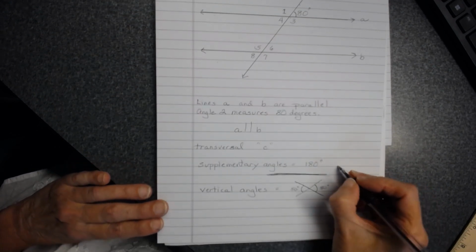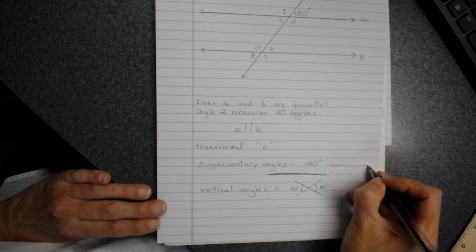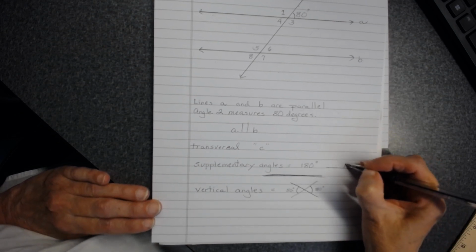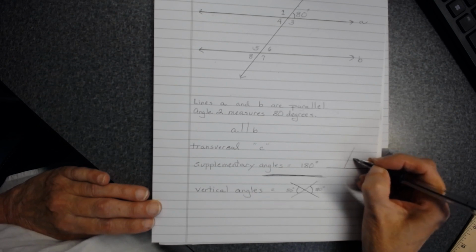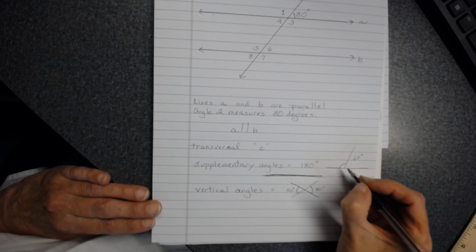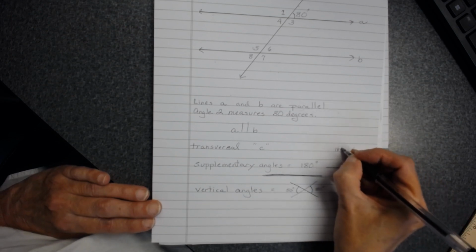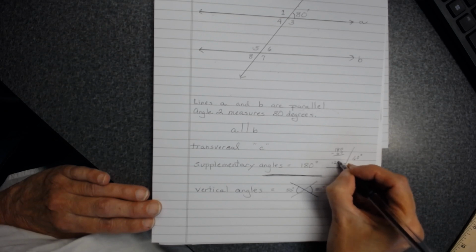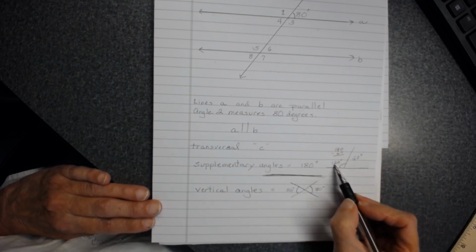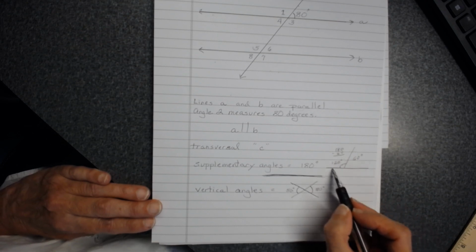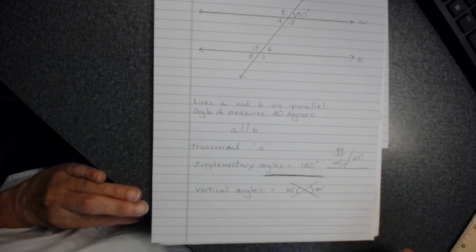Supplementary angles will be angles that together add up to 180 degrees. So if this one was 60 degrees, then this one would be 180 minus 60 degrees, or 120. 120 plus 60 give us our total of 180 degrees.